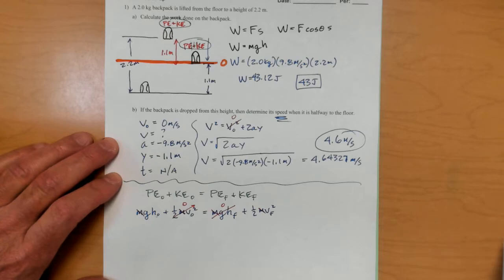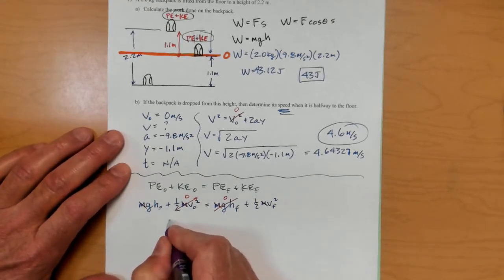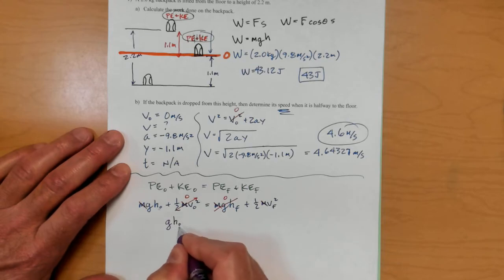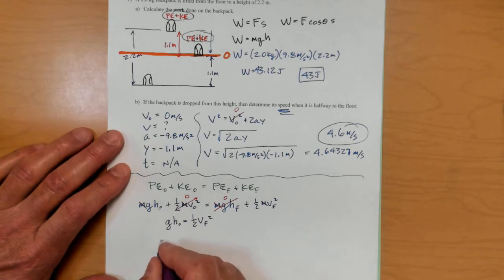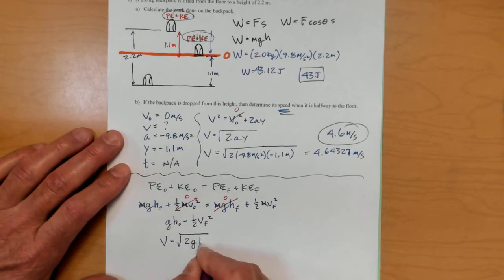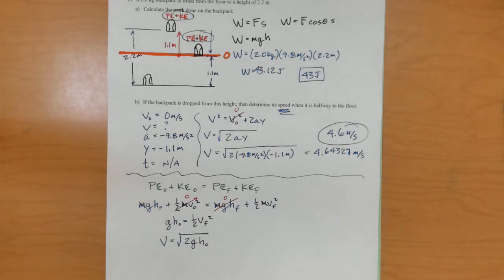Now I'm left with an equation that looks something like this. So we have g h naught equals 1/2 v final squared. And when I solve for this, I'm going to end up with an expression that says v equals the square root of 2 g h naught.